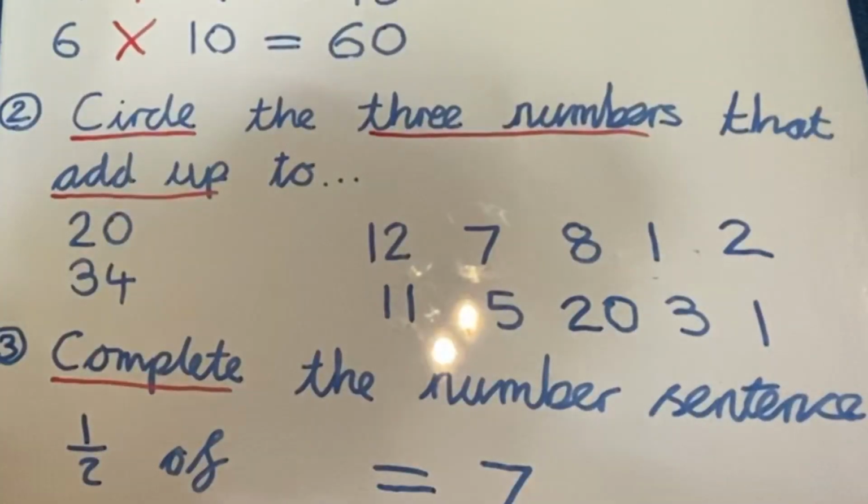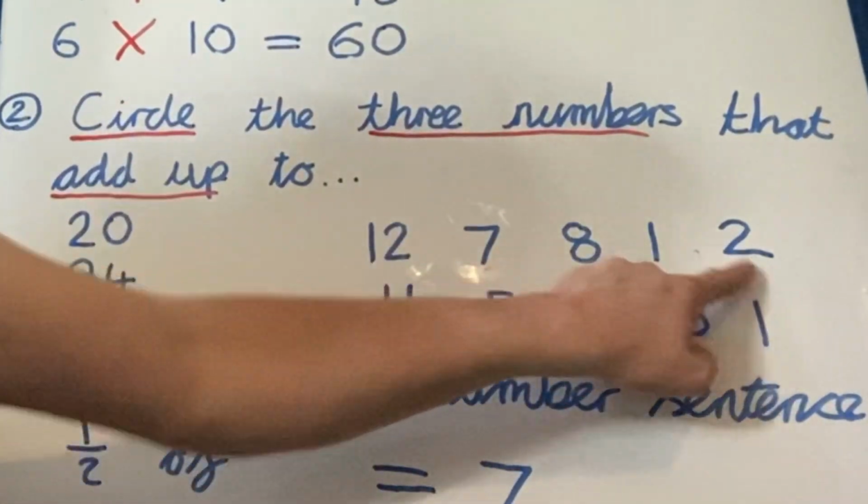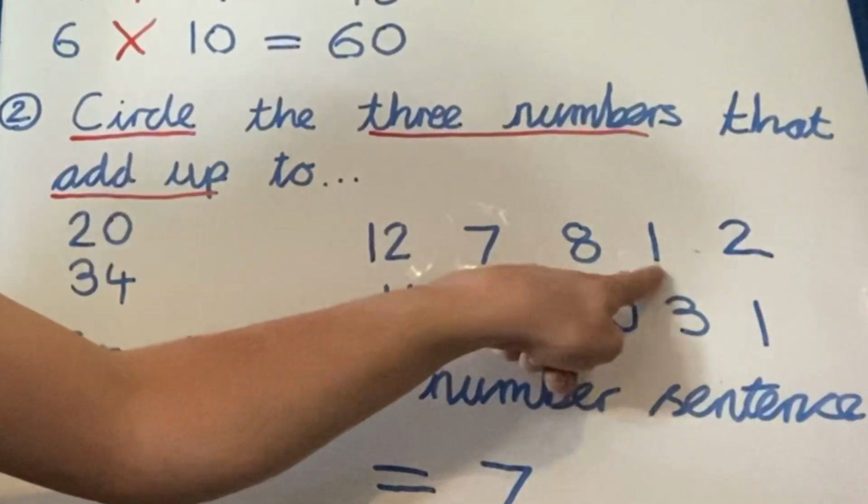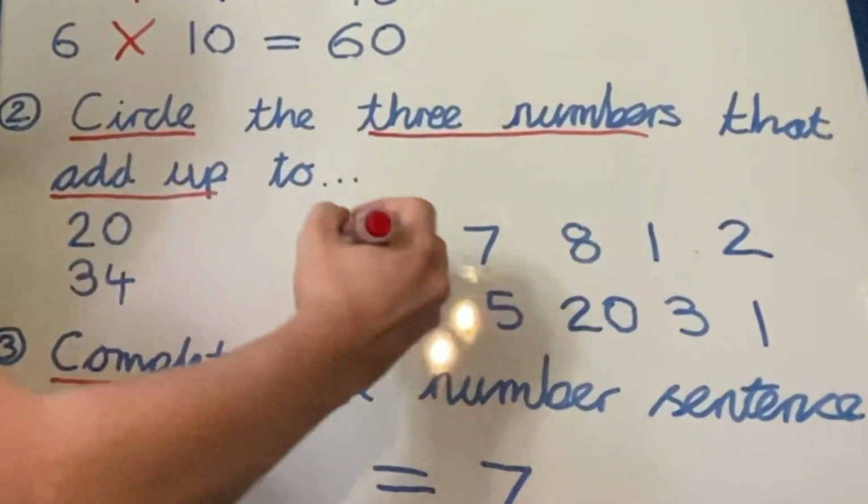I'm at 19 now. And now I can choose one of these numbers. That's right, that one. 19 add 1 equals 20. So let's circle the ones we've got.